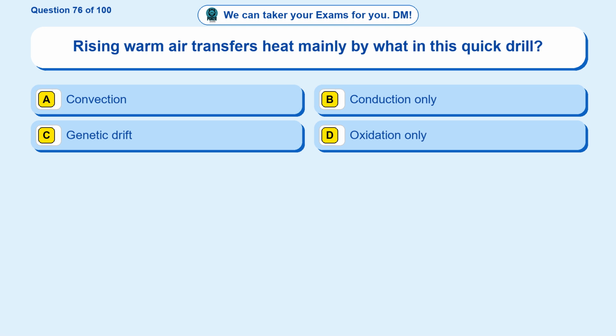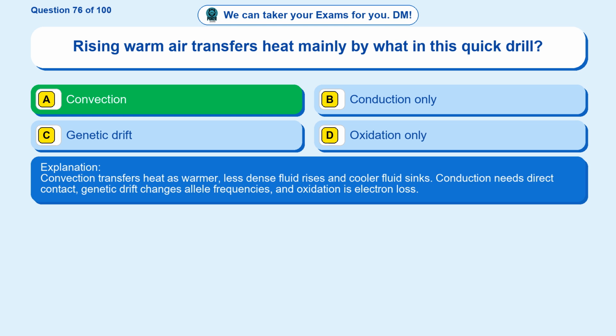Question 76. Rising warm air transfers heat mainly by what in this quick drill? Option A, convection. Option B, conduction only. Option C, genetic drift. Option D, oxidation only. The correct answer is option A, convection. Convection transfers heat as warmer, less dense fluid rises and cooler fluid sinks. Conduction needs direct contact, genetic drift changes allele frequencies, and oxidation is electron loss.